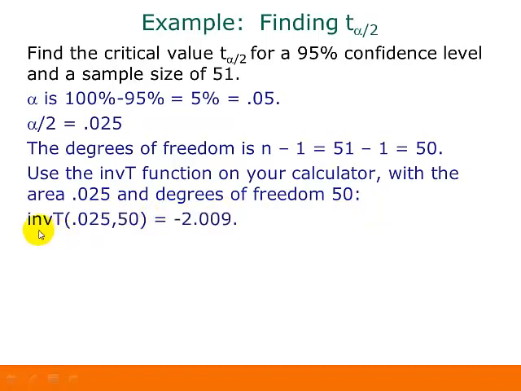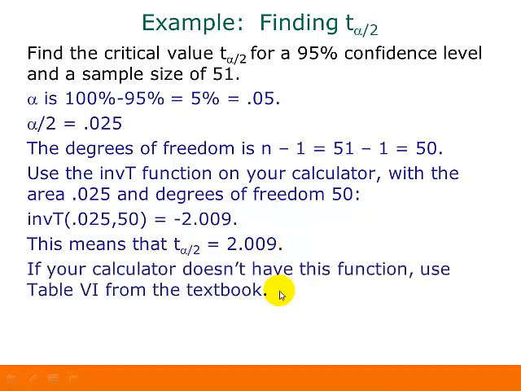So it would look like this. Do inverse t and then put in 0.025 and 50, and you should get negative 2.009 if you round to 3 decimal places. So the critical value we will use will be positive 2.009. Some of the older TI-83s don't have this function, so if your calculator doesn't have this function on that distribution list, then you have to use table 6 from the textbook.